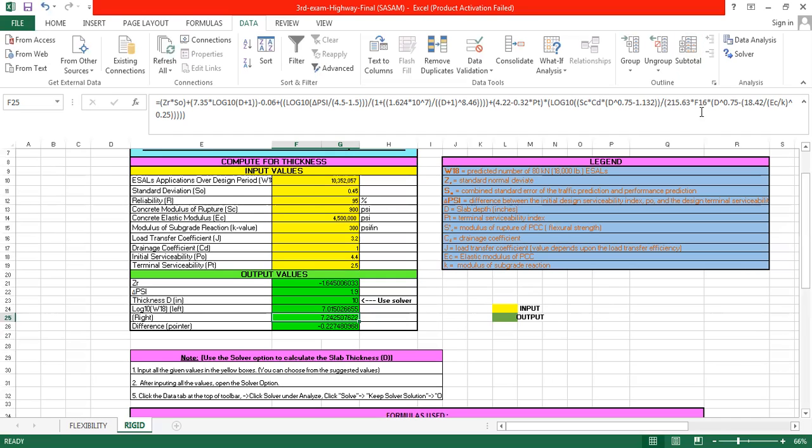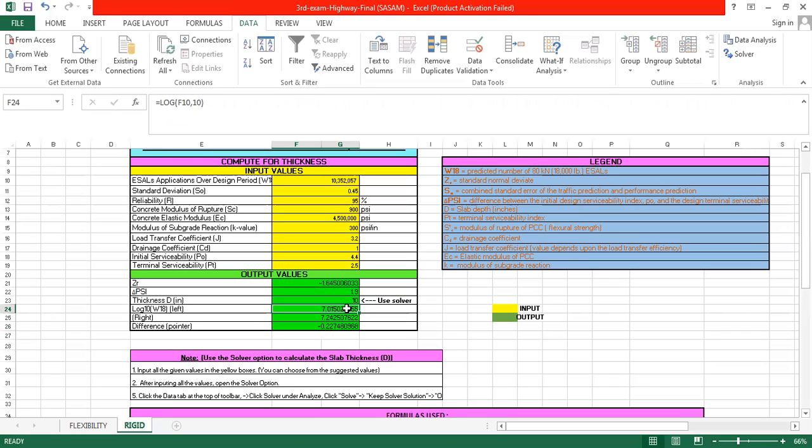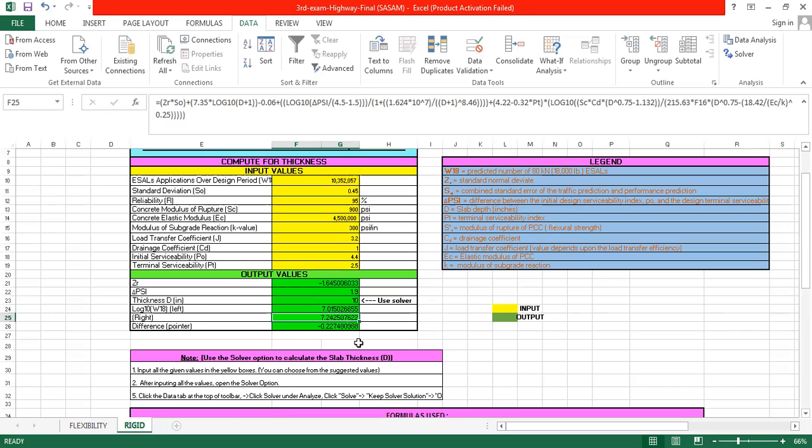the load transfer coefficient times the thickness to the power of 175 minus the quantity of 18.42 over the elastic modulus over the modulus of subgrade reaction to the power of 0.25. Then it will result to this one. Then just as what I have said, applying the formula.